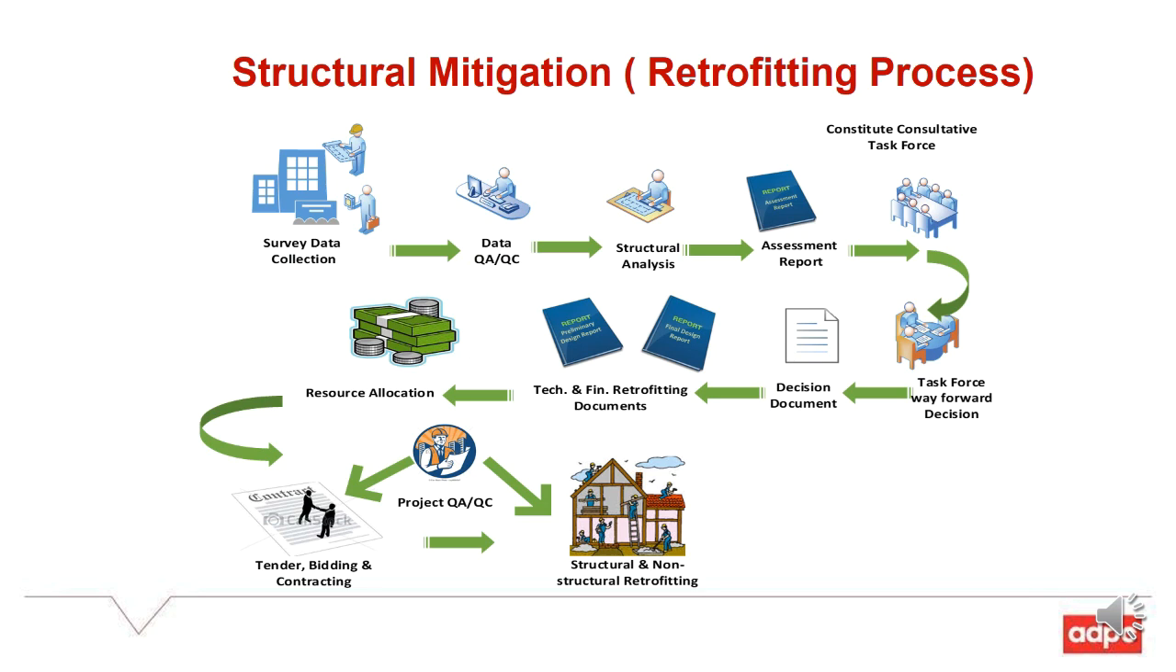Now, if we come to the structural mitigation process, we have to go through the overall process that has already been prepared or suggested by FEMA. You have to do survey data collection, data quality control, structural analysis, and come up with the assessment report, discuss with the decision maker to take a decision on the performance, go with the retrofitting, design and financial documents, resource allocation, then tendering, and then structural and non-structural retrofitting happens.